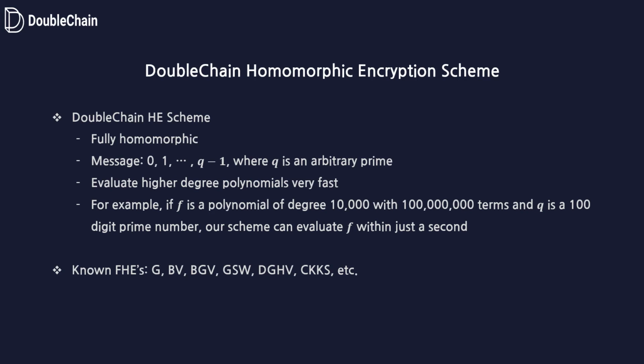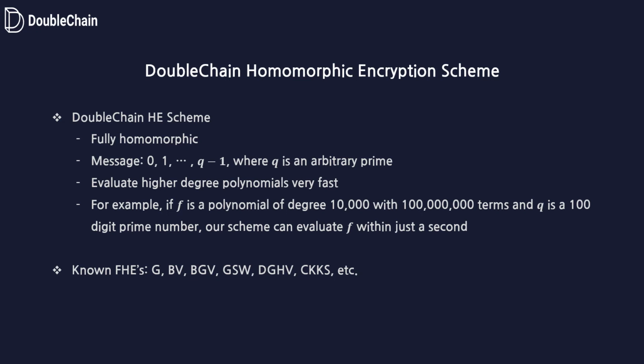Now, let me briefly talk about the DoubleChain encryption scheme. First, our encryption scheme is fully homomorphic. That is, we can perform arithmetic operations on ciphertext as many times as possible. Second, our scheme can deal with arbitrarily large messages.